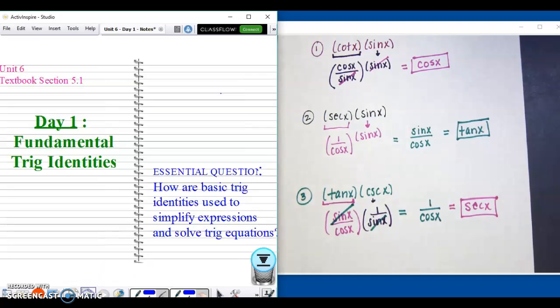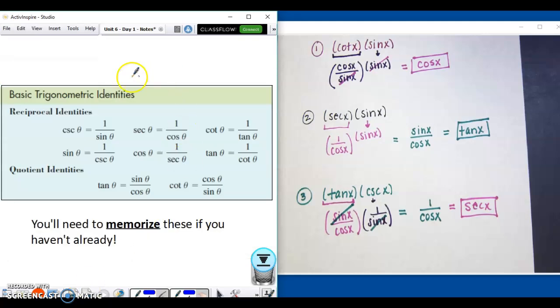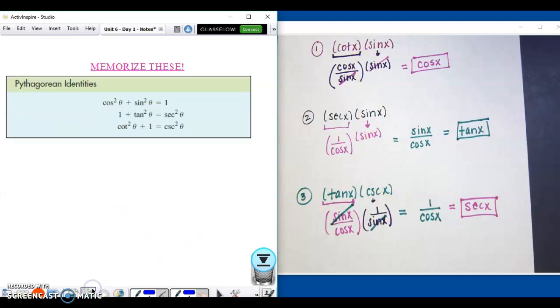All right. So moving on. This is called fundamental trig identities. This is the slide that we already looked at. So these trig identities here are the ones that we just used to do the warm-up. Okay. These are the Pythagorean identities. Pythagorean identities come from the Pythagorean theorem.